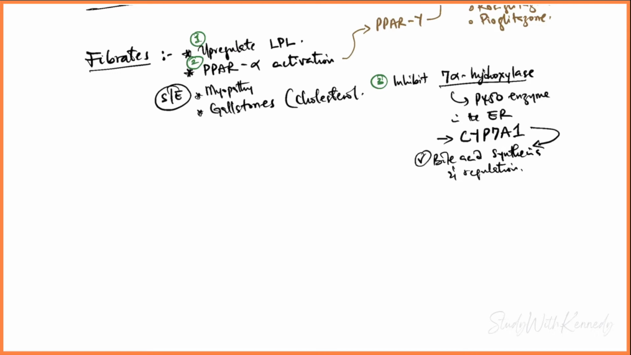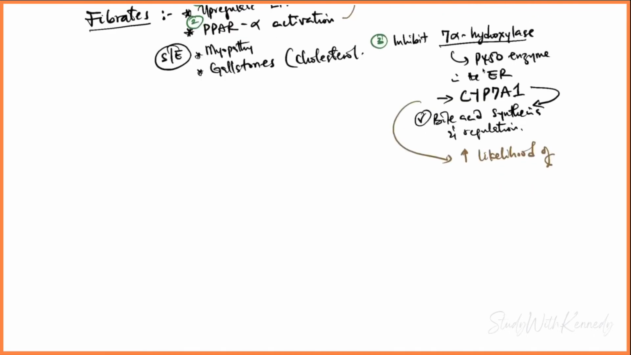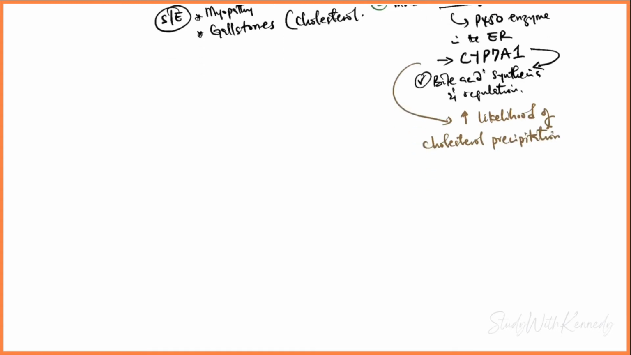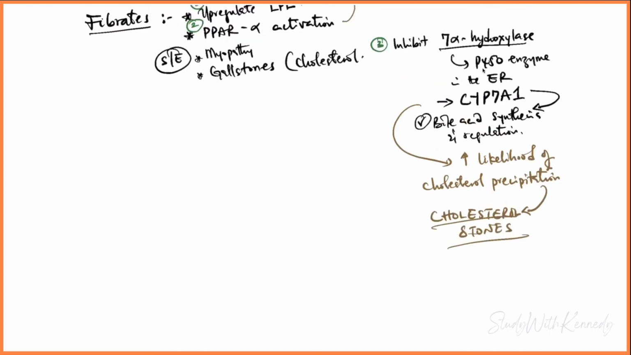Now, when there's damage to 7-alpha hydroxylase, there is increased likelihood of precipitation of cholesterol. And if you have cholesterol precipitation, you're going to form cholesterol stones. These are gallstones. You want to remember that. All right, and that's that for fibrates.